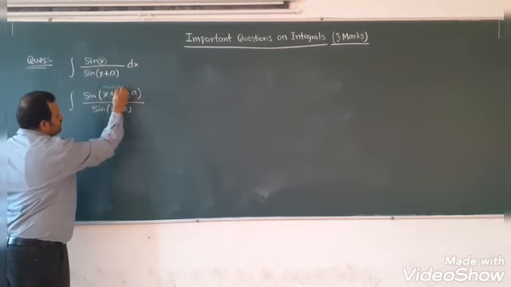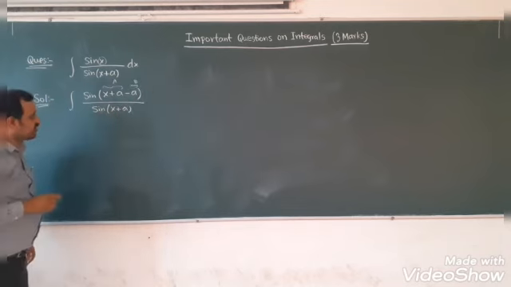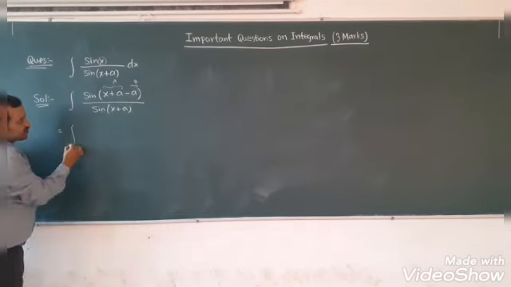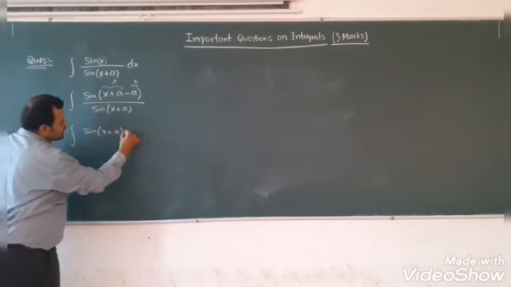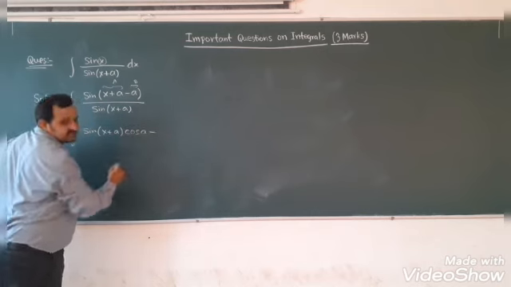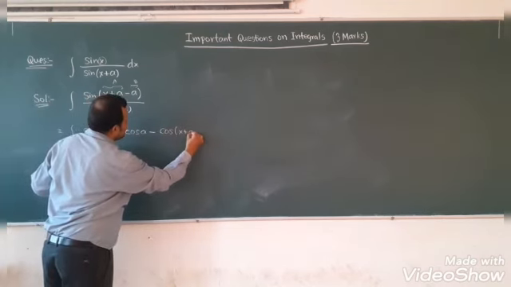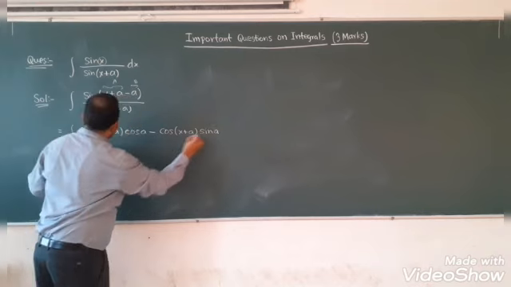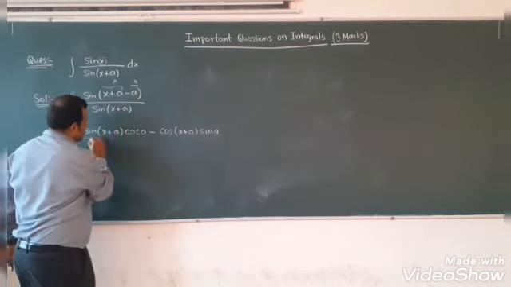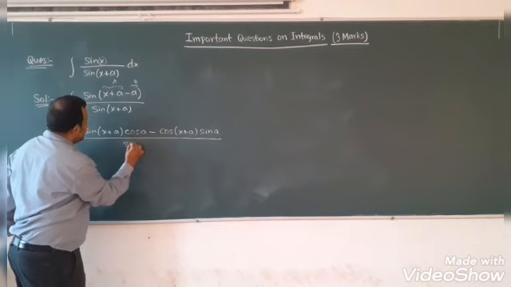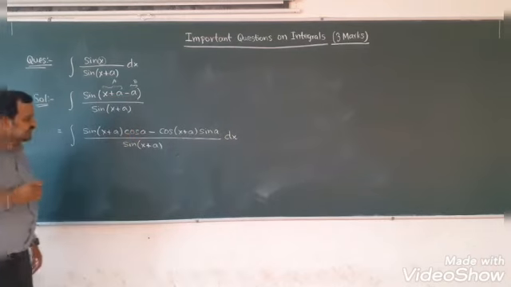Now assume this to be A and assume this to be B. So apply the sin A minus B formula. So sin A cos B minus cos A sin B, divided by sin of x plus a, dx. I hope the step is clear.